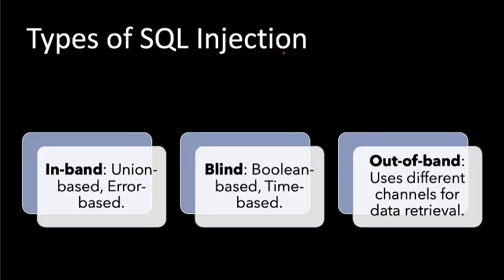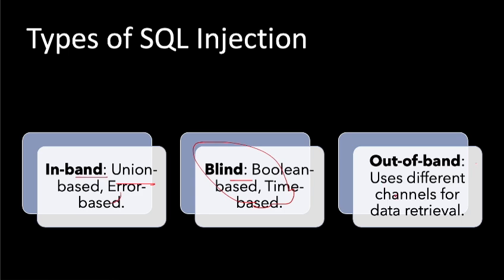Now let's see the types of SQL injection. SQL injection can be classified into three types: in-band, blind, and out-of-band. In-band SQL injection includes techniques like union-based and error-based, whereas blind SQL injection relies on responses to guesses.